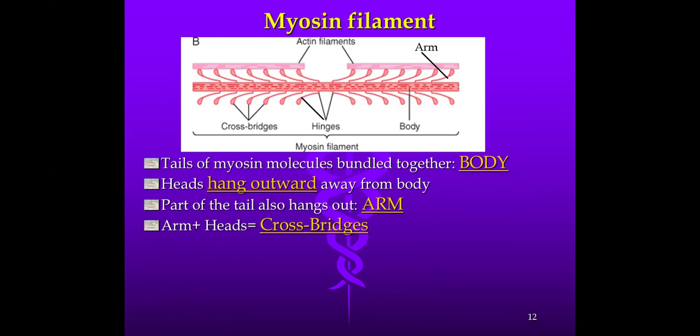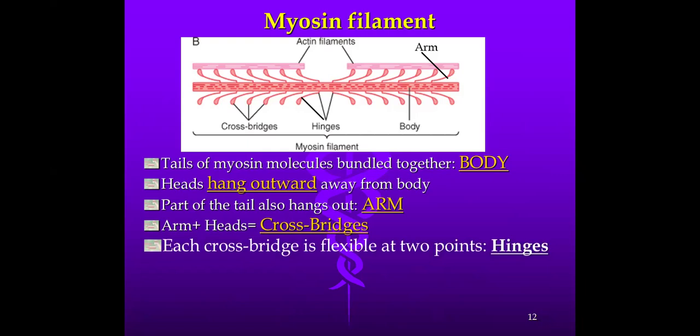So actually, the cross bridge is part of the myosin, and it has the binding site for both the ATPase and the actin filaments present above and below. Each cross bridge is flexible at two points, the hinges. One is where it is attached to the myosin body.